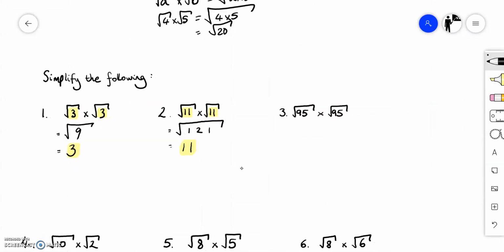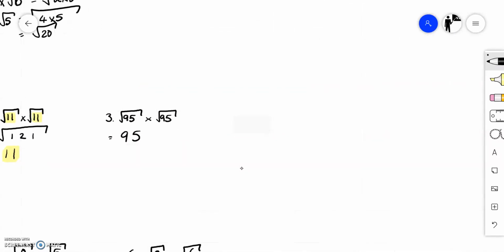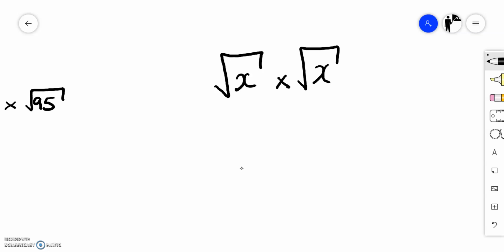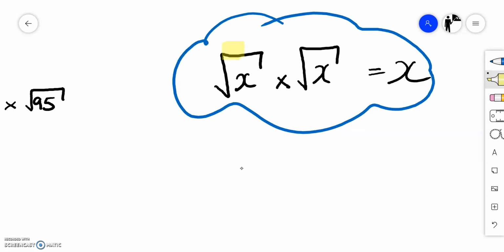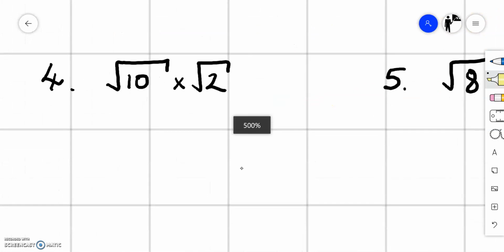So if we take this into this example here, root 95 times root 95, I don't need to work that out. I know that that's going to be 95. It's a really important thing to know with surds that if I generalise, if I've got root x multiplied by root x, where these are the same value, I'm just going to get that value out. That's a really important point that comes out. So if I've got root 7 times root 7, it's 7.